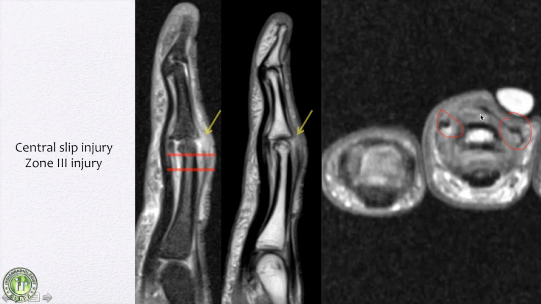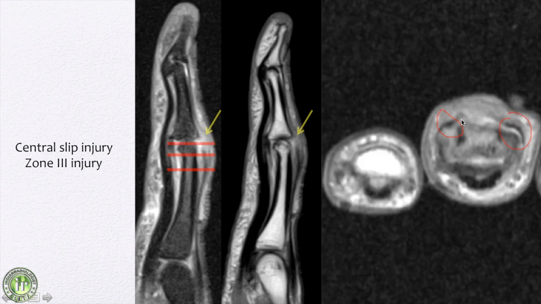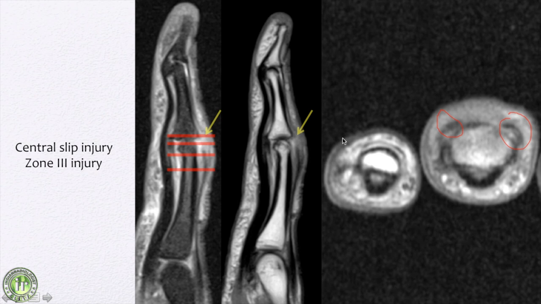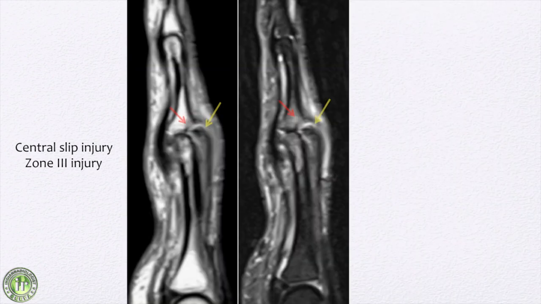Now, as you come distally, you can again appreciate the lateral slip. The central slip looks bad. Further distally, at the level of the tear, you cannot appreciate a central slip in this particular patient. And even at the middle phalangeal base attachment, you cannot appreciate a tendon that is attaching to the phalanx. But you can see the two lateral slips very nicely. So this is a central slip injury.